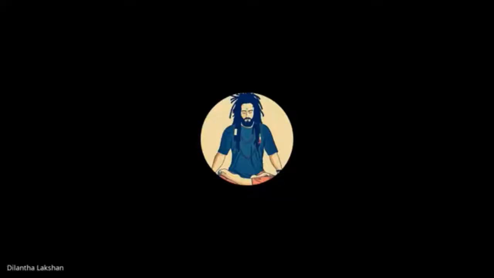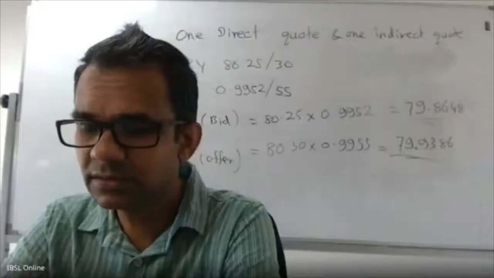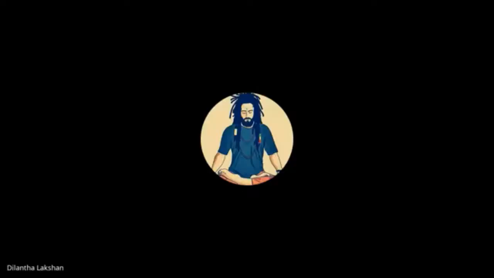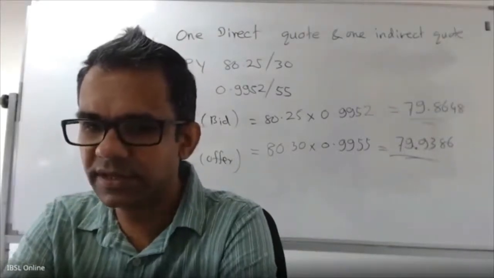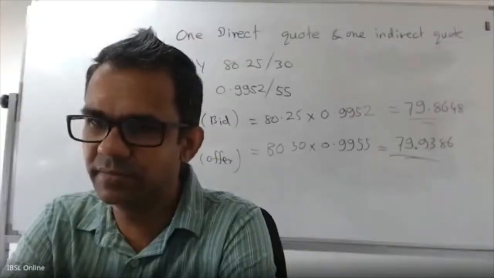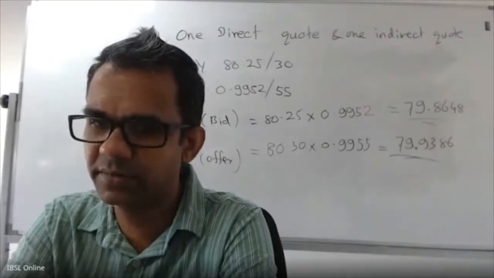Sir, what is the rule of calculation for one direct quote and one indirect quote? This is just straight up multiplication. Bid multiplied by the bid, offer multiplied by the offer.